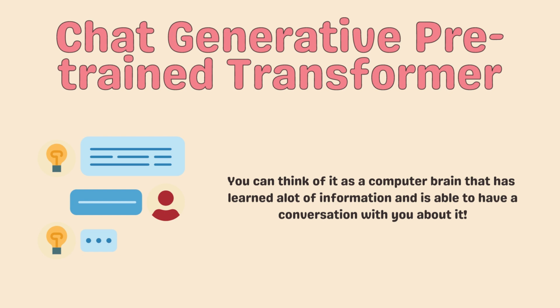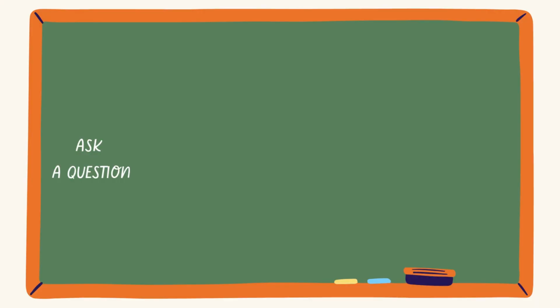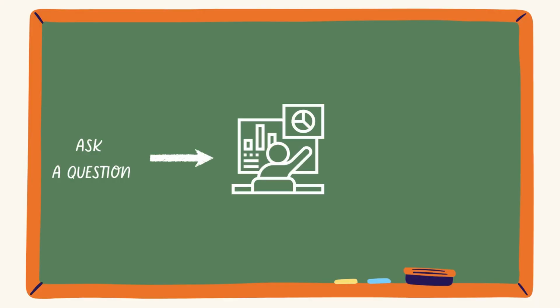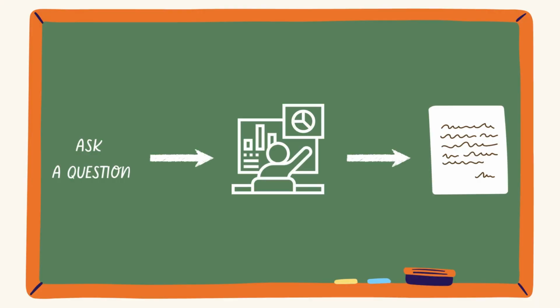So, ChatGPT stands for Chat Generative Pre-trained Transformer. You can think of it as a computer brain that's learned a lot of information and is having a conversation with you about it. Simplistically speaking, you just ask it a question, it searches for the right answer, and then returns that answer to you.